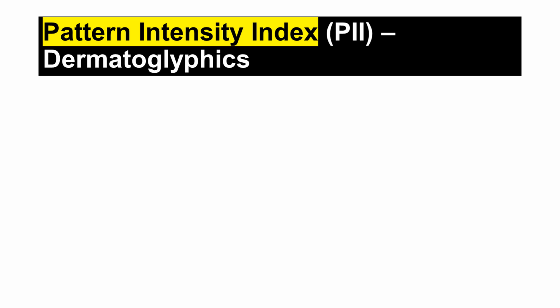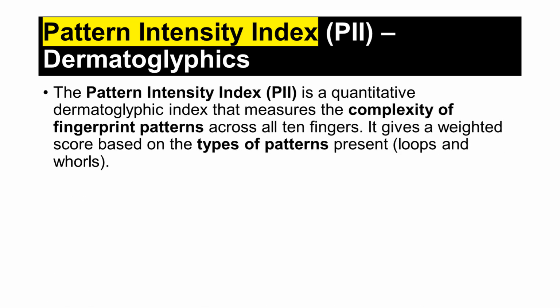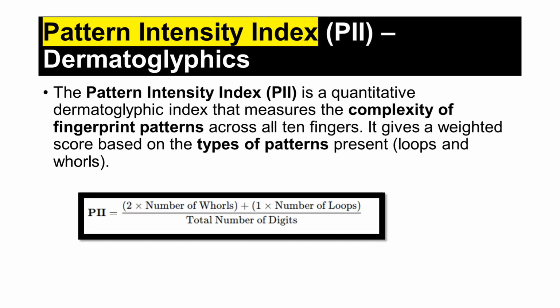Pattern Intensity Index, PI, Dermatoglyphics. The Pattern Intensity Index, PI, is a quantitative dermatoglyphic index that measures the complexity of fingerprint patterns across all 10 fingers. It gives a weighted score based on the types of patterns present, loops and whorls. Key points.